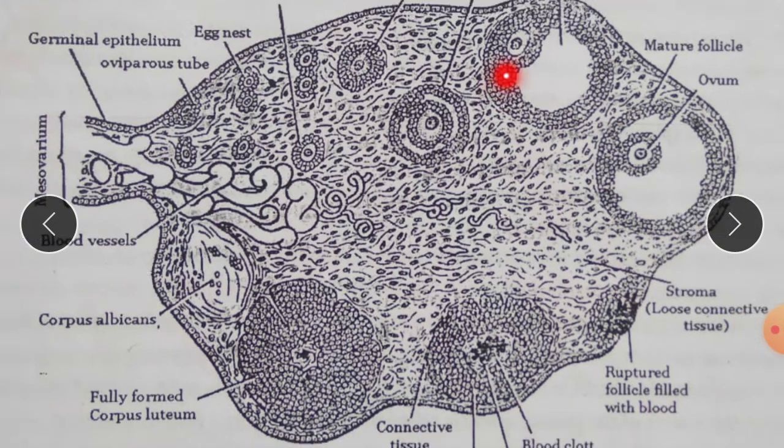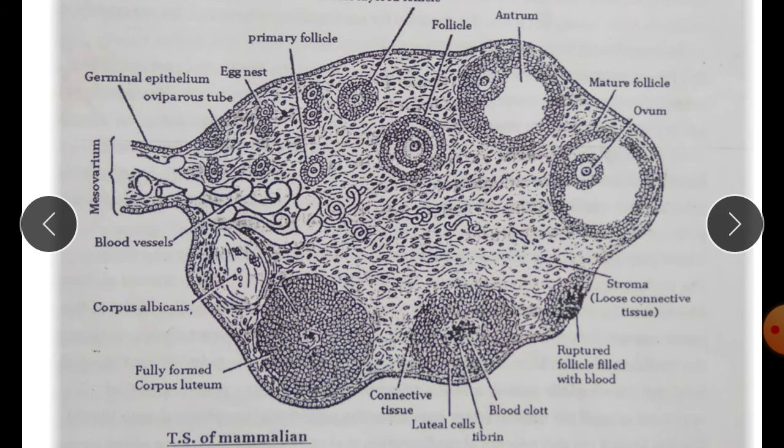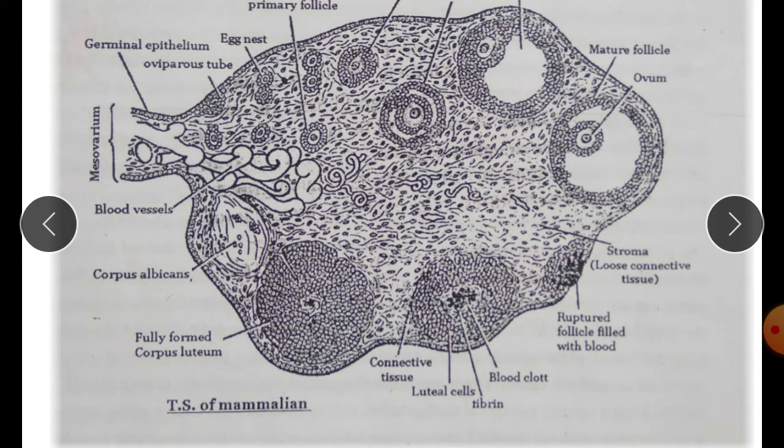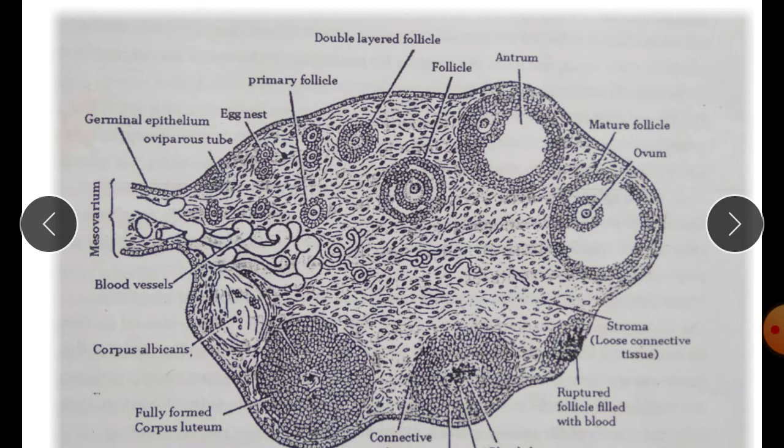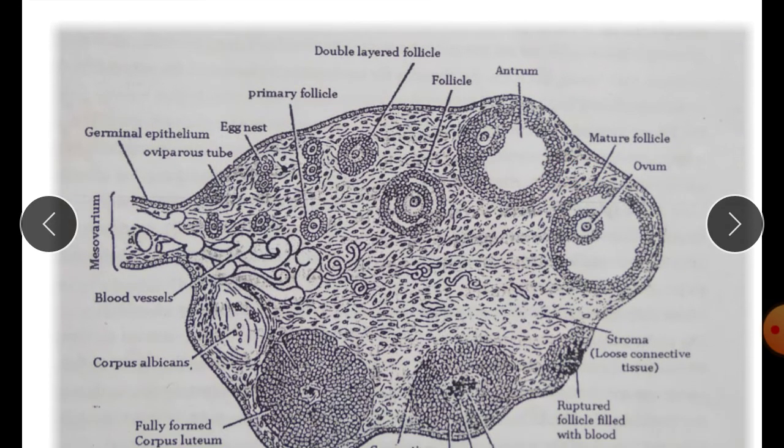This is the transverse section of the ovary, and the medullary part, the central part of the ovary, is composed of connective tissue, blood vessels, nerves, all together known as stroma. This is called the stroma part. Here eggs are being developed and they are surrounded by follicular cells, and they are called primary follicle, secondary follicle, tertiary follicle, Graafian follicle.